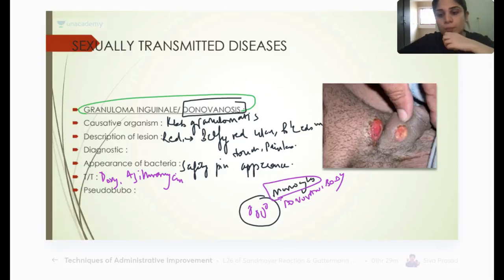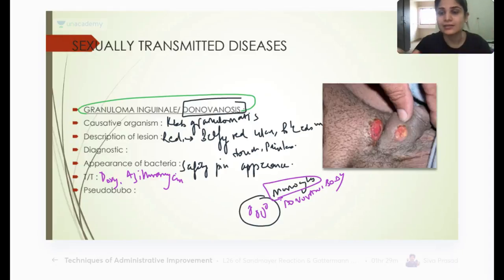Very good. So bubo is whenever your inguinal lymph nodes get enlarged. Why are the inguinal lymph nodes getting enlarged? Because of the immunity which is getting activated whenever there is an infection near the groin. So if the inguinal lymph nodes get enlarged, that is called a bubo.